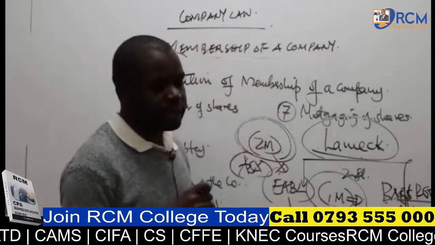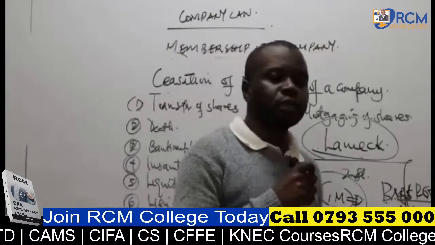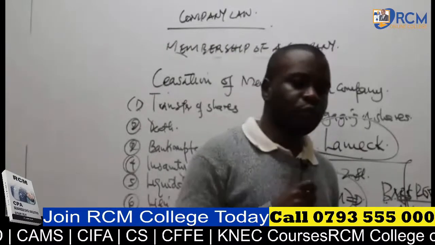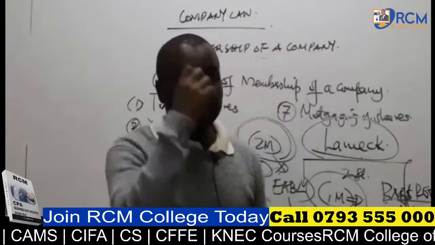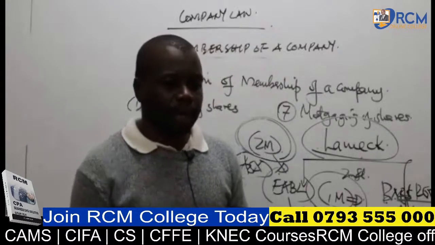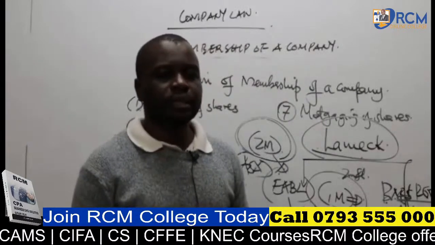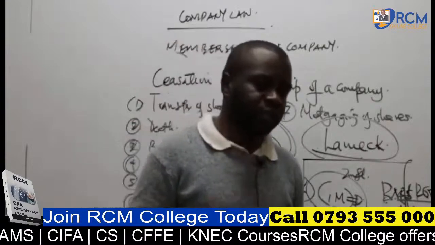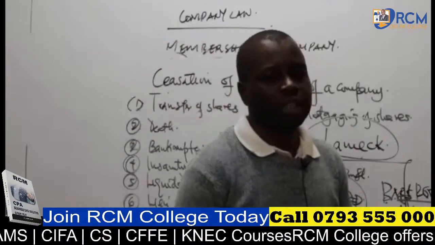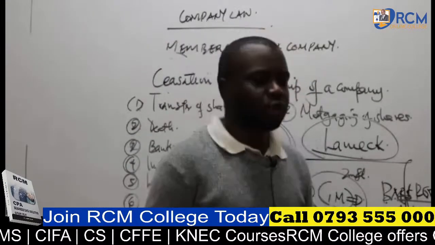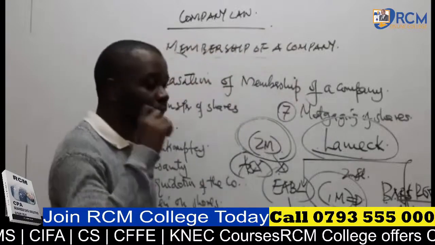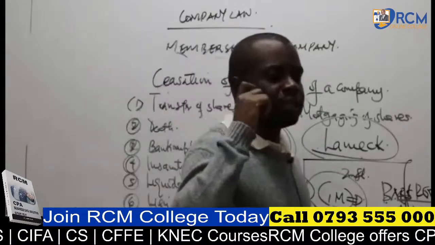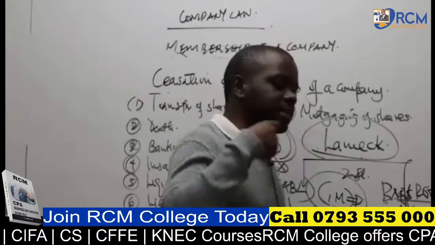Mortgaging of shares is where a person uses these shares as a security to get a loan from a financier. Failure to pay simply means that the shares will be taken over by the lender, in this case, like the bank. So there are usually two parties under mortgaging of shares, the mortgagor and the mortgagee. The mortgagee is the lender. The mortgagor is the borrower.